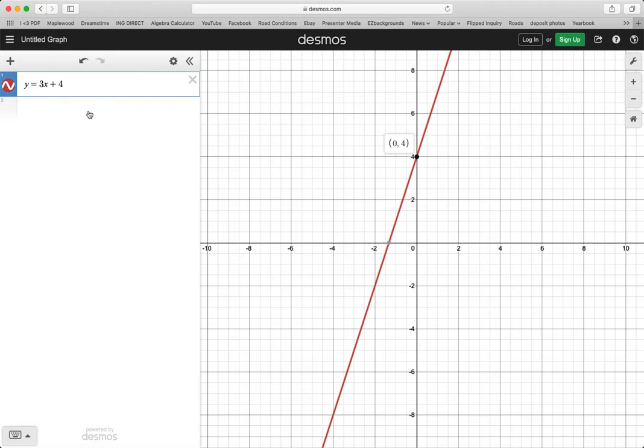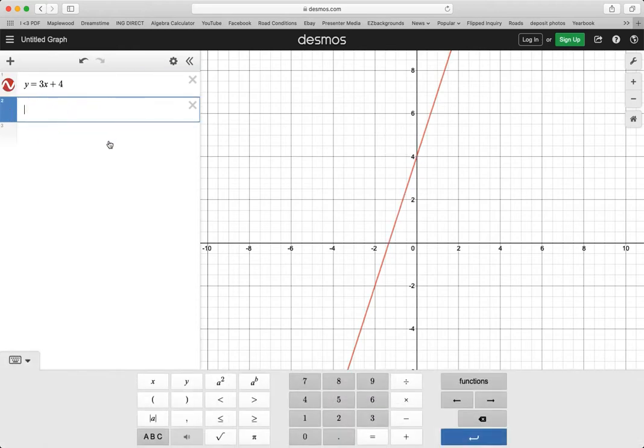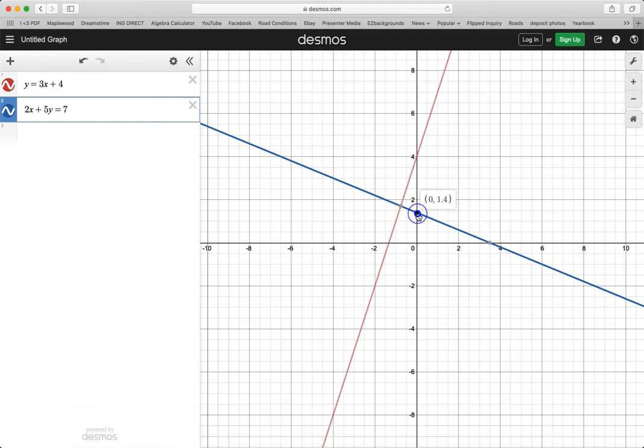Now, it doesn't have to be in y equals mx plus b form for Desmos to graph it. We can put it in any form we want. 3x plus 5y equals 7. And you can see we've got another line. This line, if we want the y-intercept, we can click it right here, and it tells us the y-intercept is 0, 1.4. If we want the x-intercept, we just have to go to the x-axis and find where it crosses the x-axis and click, and the x-intercept here is 3.5.